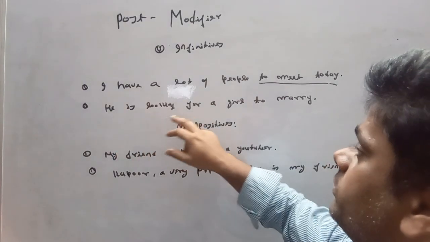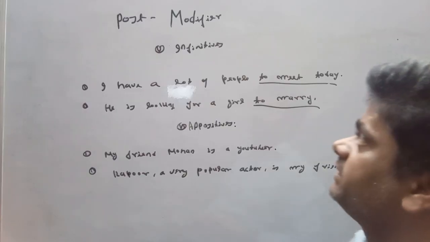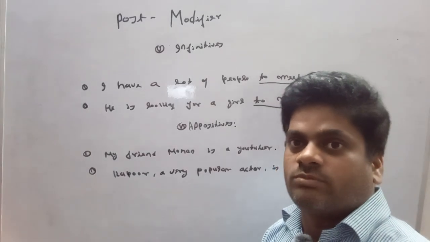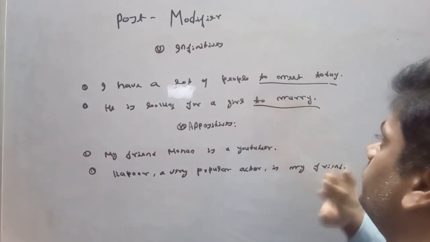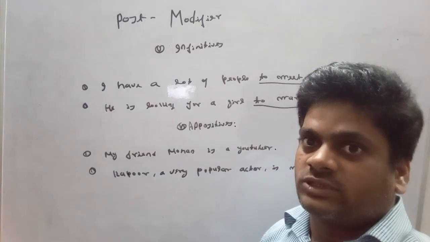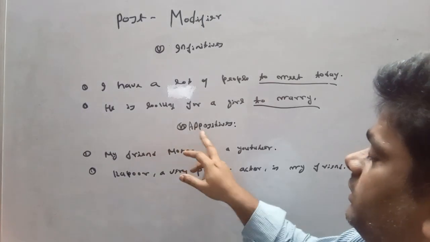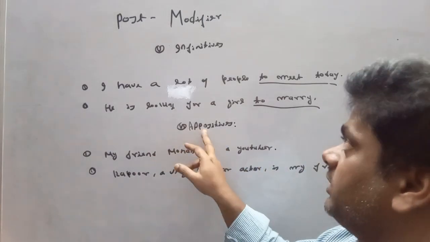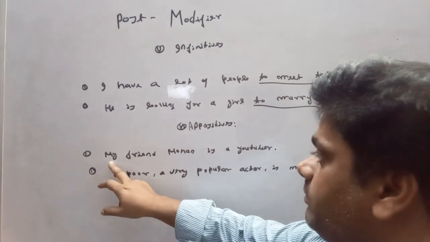He is looking for a girl to marry. To marry is an infinitive which is modifying girl. To marry is giving extra information about the girl. Appositives can also work as a post modifier.